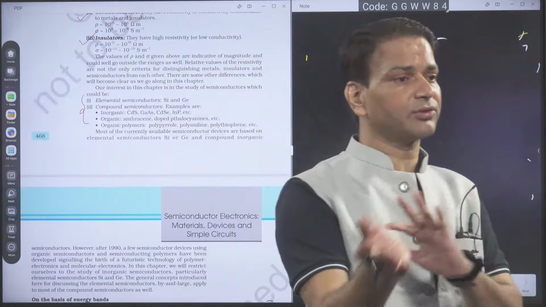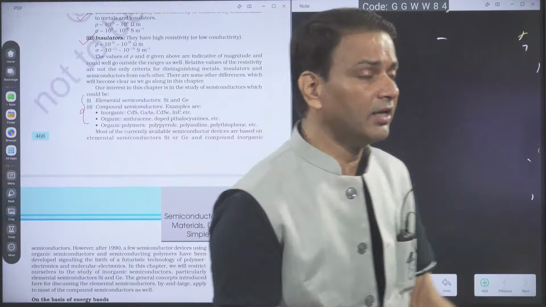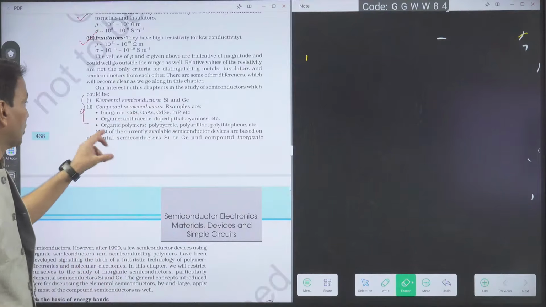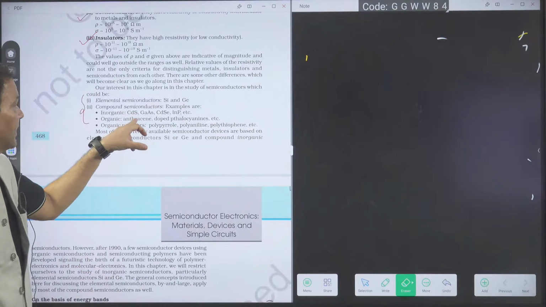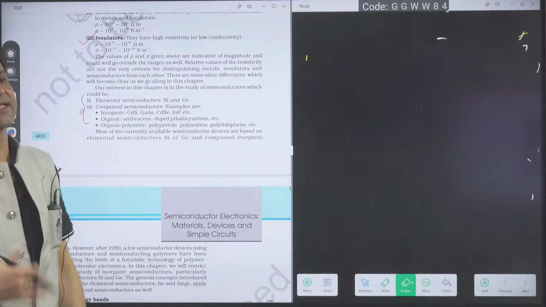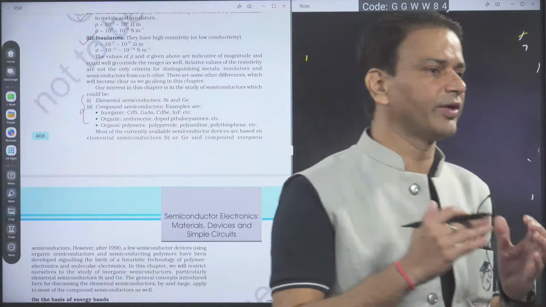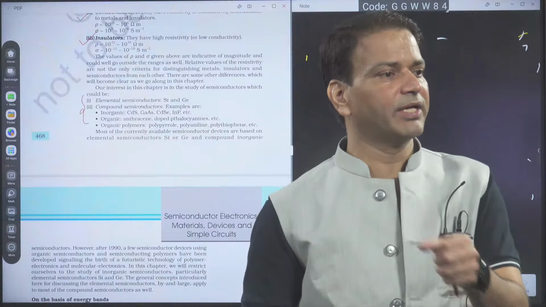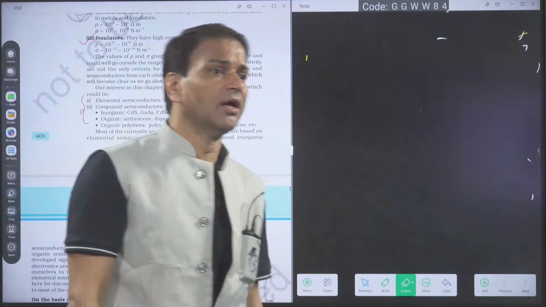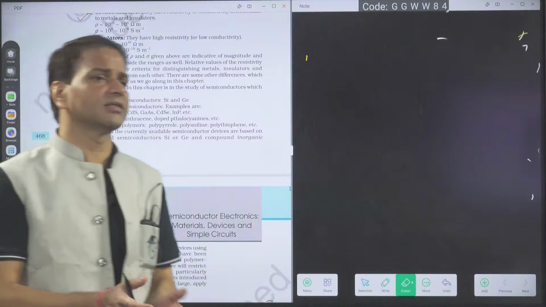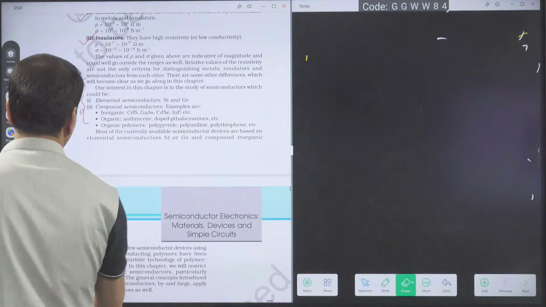Now compound is also of two types, inorganic and organic. Inorganic semiconductor means inorganic compounds like gallium arsenide, CdS, CdSe. These are the inorganic semiconductors. And organic polymers like anthracene are the organic semiconductors. So on the basis of compounds, we can divide into two types, inorganic semiconductor and organic semiconductor. And the other one is the elementary semiconductor, that is a pure element, silicon and germanium.